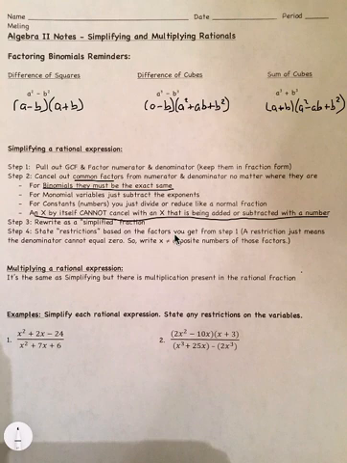Then step 3, we rewrite it as a simplified fraction. We state restrictions based on the factors you get from step 1. Restrictions just mean the denominator cannot be equal to 0. Multiplying is the same as simplifying, but there's a multiplication symbol present in the rational fraction.